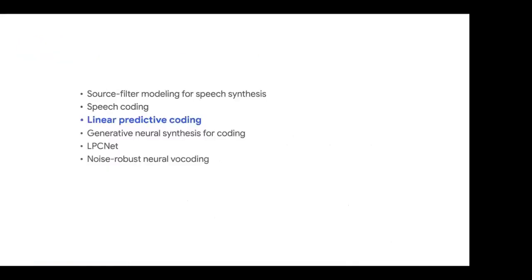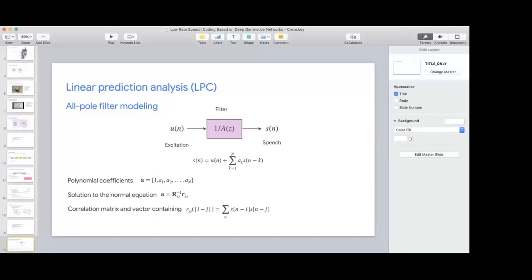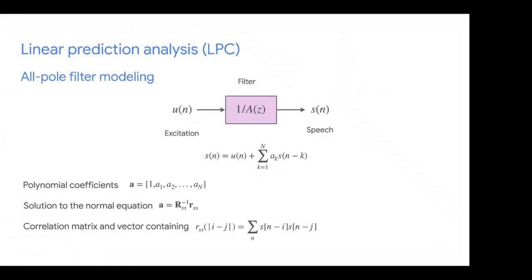All right, let's switch to the predominantly most used coding scheme, called linear predictive coding. This is based on a mathematical theory and a tool called linear prediction analysis. In this, the modeling of a signal is an all-pole filter. So the signal consists of a source filter, a flat excitation driving an all-pole filter.